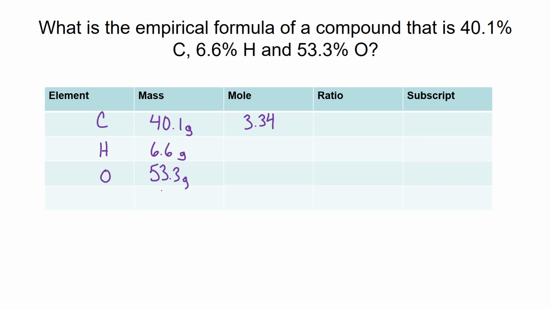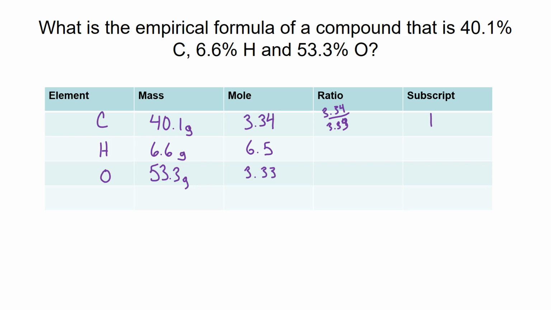For this one, I ended up with 6.5. And for oxygen, I ended up with 3.33. Now, for my ratio, 3.34 and 3.33, I don't really have to enter that in the calculator to know that that's going to be close enough to 1 to round.